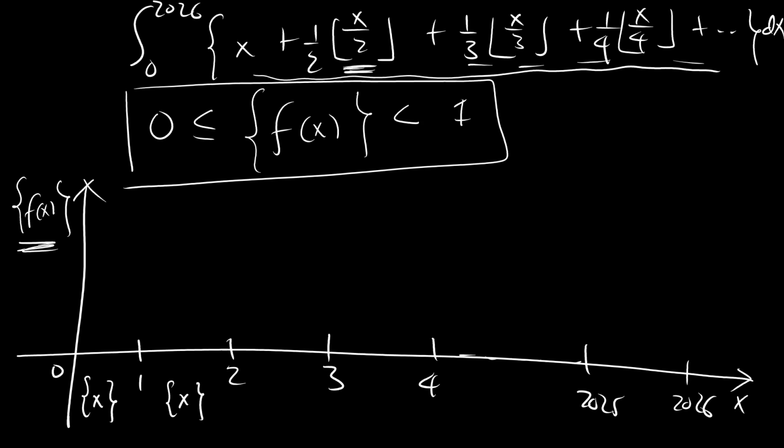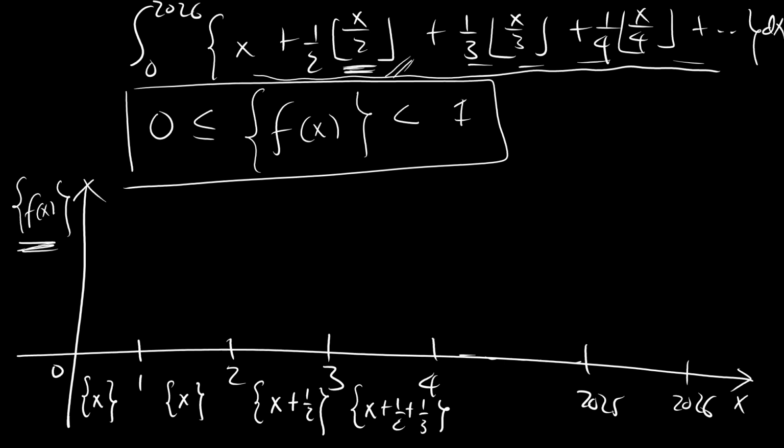And from 2 to 3, since now we have 2.0 all the way to 2.999 divided by 2, the floor function is always going to be equal to 1. So from here to here, we have the fractional part of x plus a half. Here, we begin to see that this becomes x plus a half plus a third. And so on and so on and so on.